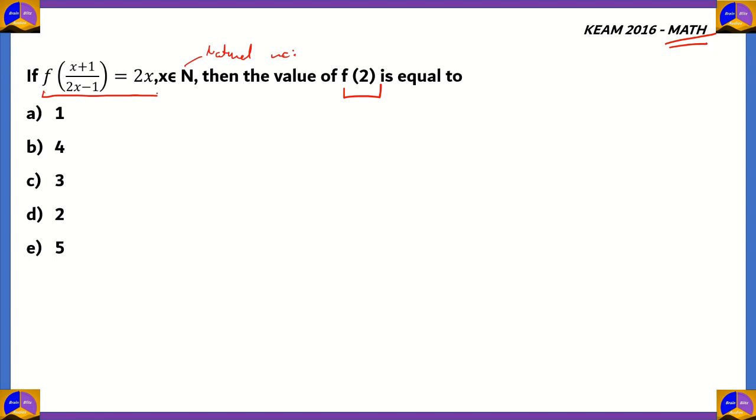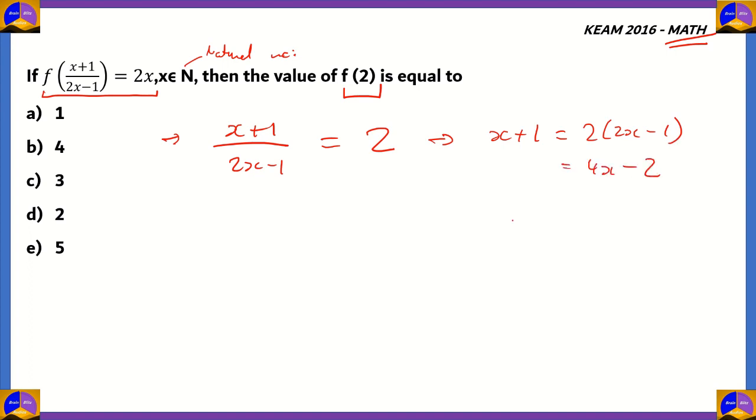The original equation is f of (x plus 1) divided by (2x minus 1) equals 2 times x. And what we're asked to find out is the value of f of 2. So basically, we are equating (x plus 1) divided by (2x minus 1) equals 2 for this particular scenario. So once we find x, it's easy to find out the value because the value of that function is 2 times x. So (x plus 1) divided by (2x minus 1) equals 2. That means x plus 1 equals 2 times (2x minus 1), which equals 4x minus 2.